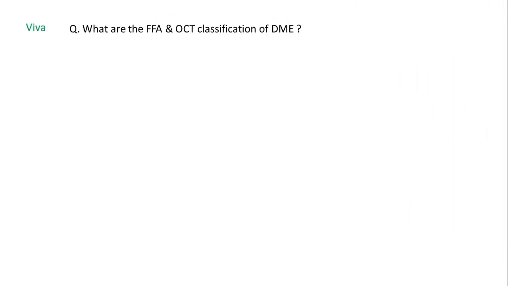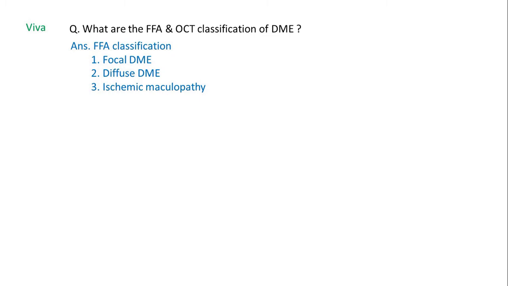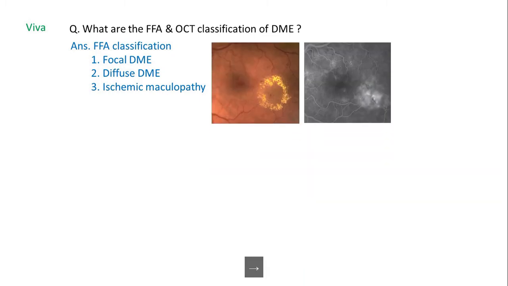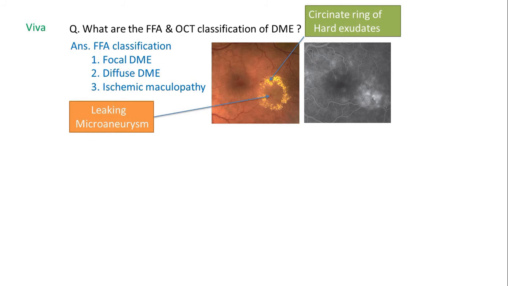Next Viva question is what are the FFA and OCT classification of diabetic macular edema? On FFA, it is classified as focal DME, which we have already discussed, where there is a leaking microaneurysm surrounded by a circinate ring of hard exudates, and there is focal area of hyperfluorescence due to leakage from the corresponding microaneurysm seen in late phase of fundus fluorescein angiography.